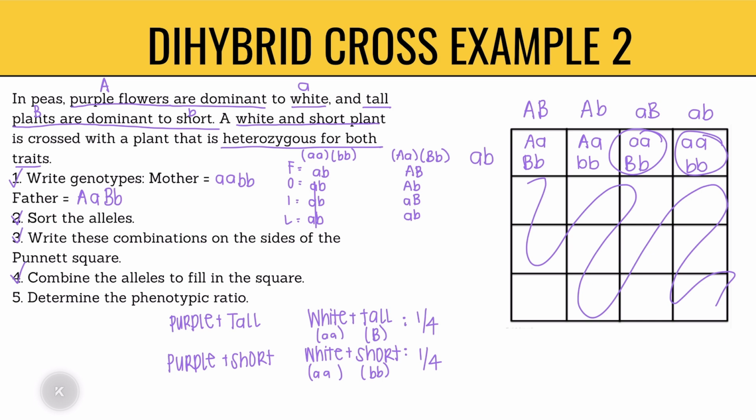1/4. Purple and short, 1/4. And then purple and tall, 1/4. So they all here will have a 25% chance or a 1/4 chance of being that option.